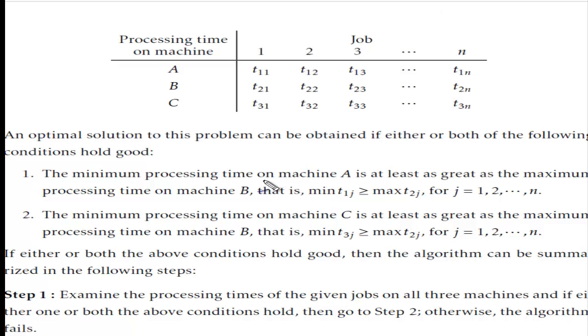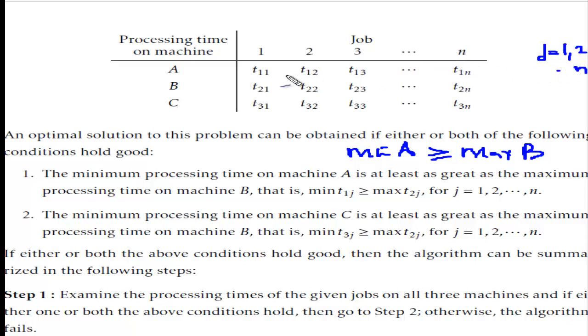Condition 1 is that the minimum processing time of machine A, min of A, is greater than or equal to the maximum processing time on machine B. If you look at the matrix, that's why it's written like this: the jobs J are 1, 2, 3, 4, and J is equal to 1, 2 up to n.